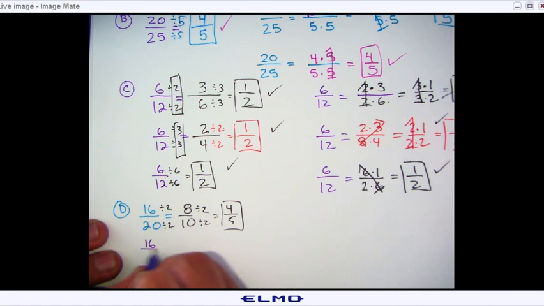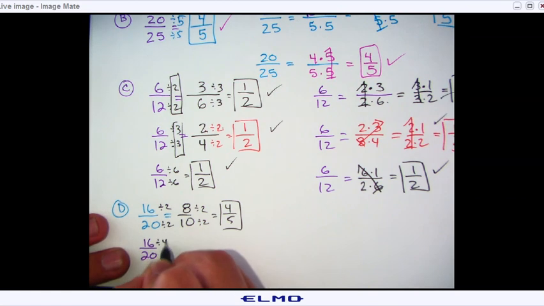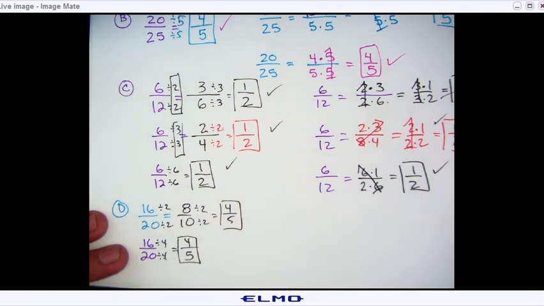16 over 20. You could divide by what? 4, right? So that's 4 times 4 is 16, and 4 times 5 is 20. Bam. See that? So there's different ways to do it. Can I do 16 times 1? No, because the 16 you won't get in the bottom.